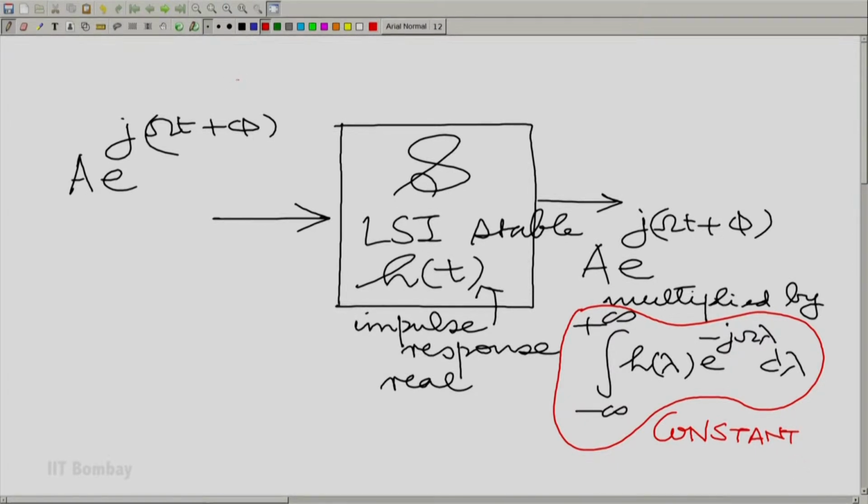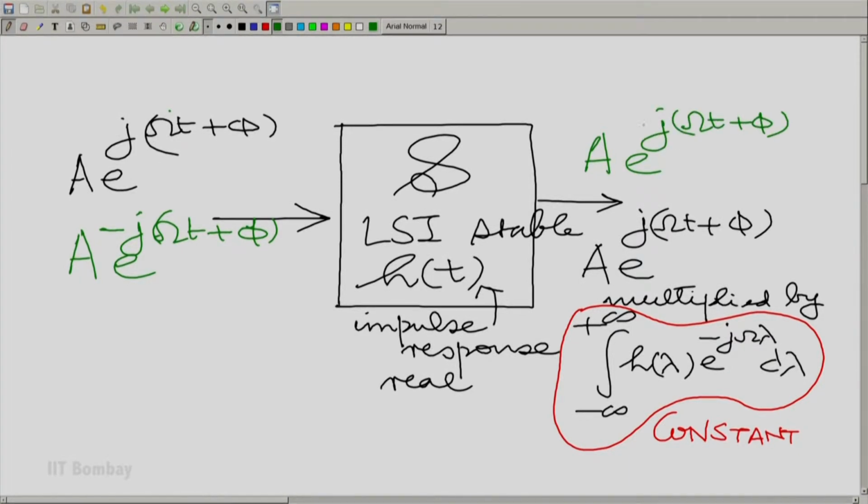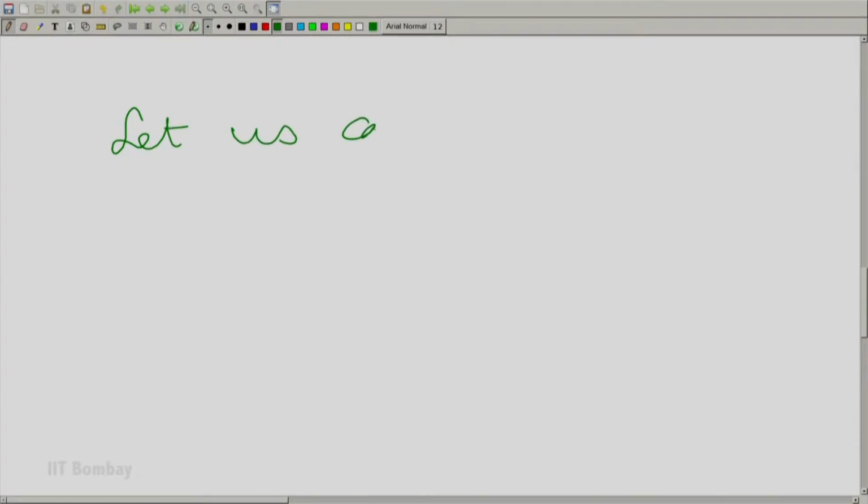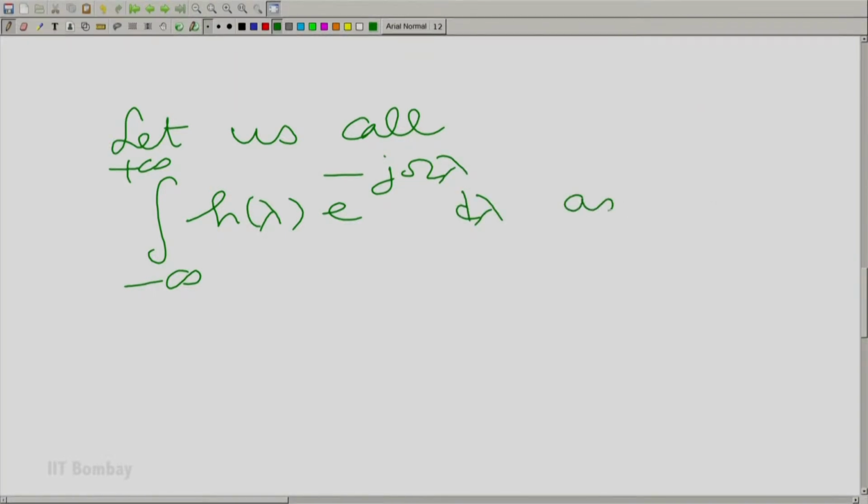And now if you replace omega by minus omega, in fact if you complex conjugate this, let me write on the same picture but in a different color. So, if I complex conjugate this, what I would get is again the same thing, e raised to the power j(omega t plus phi) complex conjugate, but multiplied by the complex conjugate of this. So, it is just a change of constant, and those constants are complex conjugates of one another. Let us give this constant a name now. So, let us call this constant capital H as a function of omega.